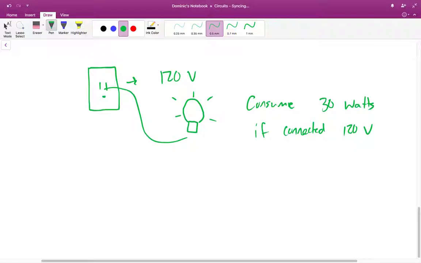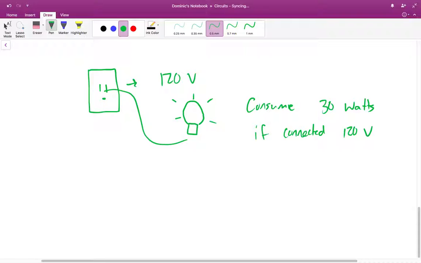Okay, so drawing our normal circuits here, let's just pretend that we have a 120 volt battery, for example, and we connect a 30-watt light bulb to it. Again, that just means that it's going to consume 30 watts of power.